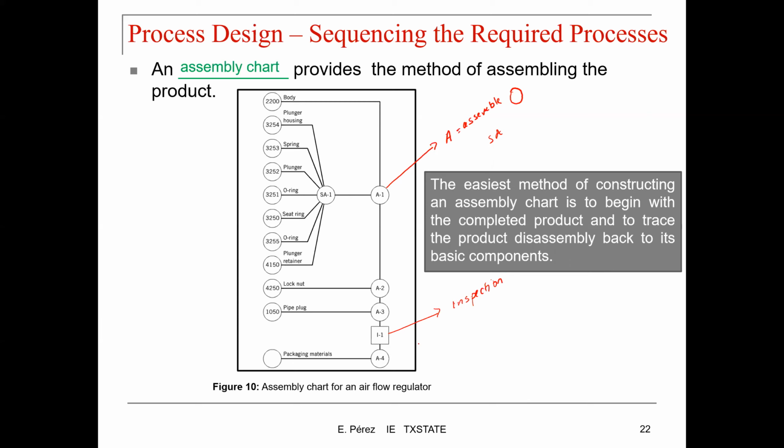So as mentioned, the easiest way for you to build this type of chart is to go backwards. You start with the final product and then you start disassembling the product until you see how it's connected. So for example, if we start here, that's the final assemble, which comes before this assemble is inspected.